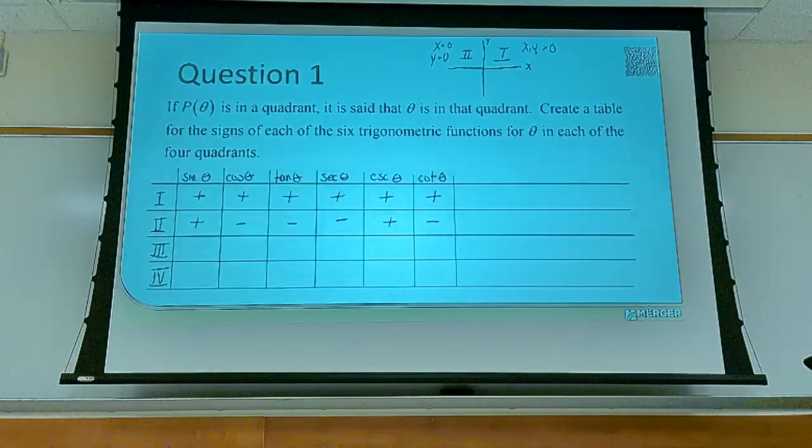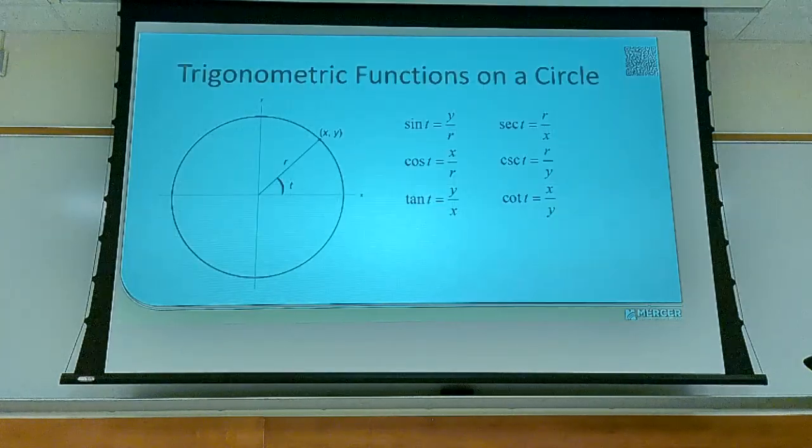Where's quadrant 3? Bottom left. And what do we know in quadrant 3? Both are negative. And once again, r is always positive. What's sine? Negative. Cosine? Negative. Tangent? It's negative over negative, so positive. Secant? Negative. Cosecant? Negative. Cotangent? Positive. In quadrant 3, tangent and cotangent are positive, everything else is negative.